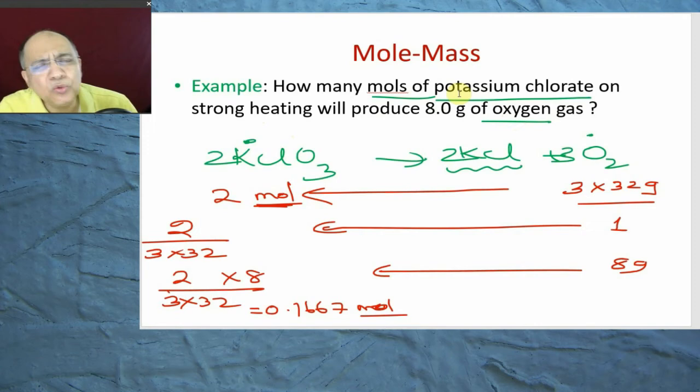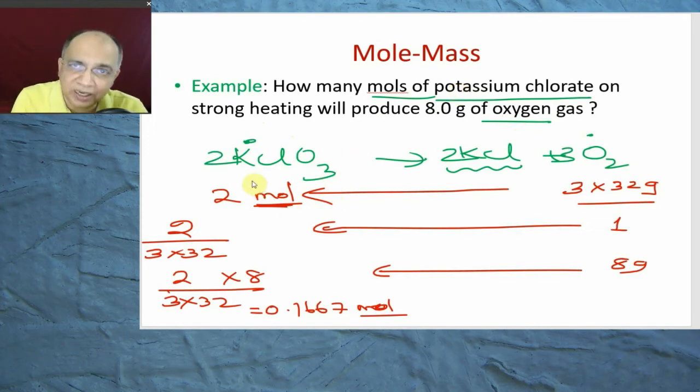So why waste time? Whichever species the mole data is given or asked for, you write the coefficient, 2 mole. Don't convert it into mass. Don't write 2 into the molar mass. That will be in gram, but we are not interested in gram. We are interested in mole. So 2 moles produces 3 moles here, and since the mass of oxygen is given in gram, 3 into molar mass, 3 into 32, right? So 2 moles of potassium chlorate, here mole, here mass.